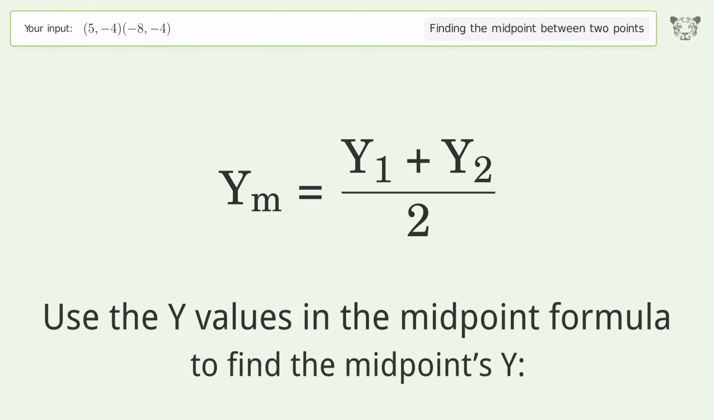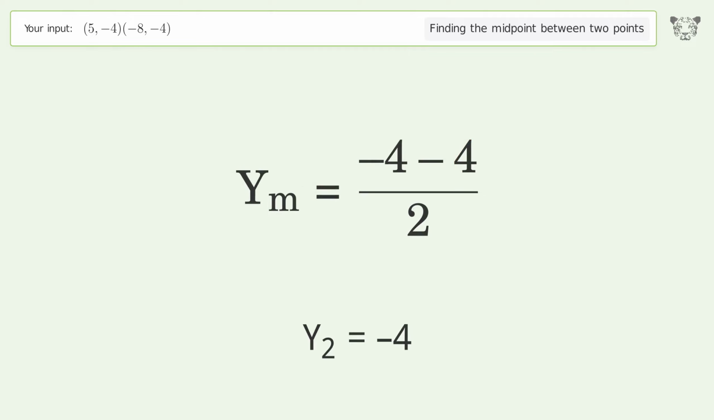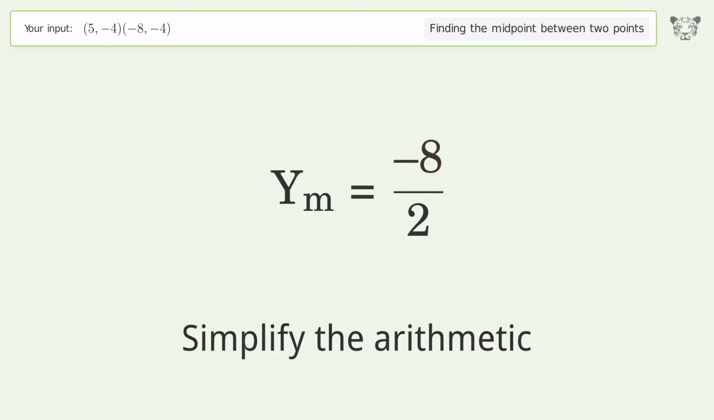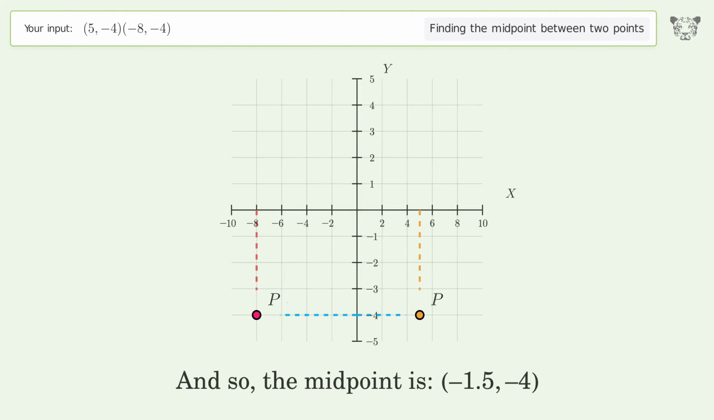Use the y values in the midpoint formula to find the midpoint's y. y1 equals -4. y2 equals -4. Simplify the arithmetic. And so, the midpoint is -1.5, -4.